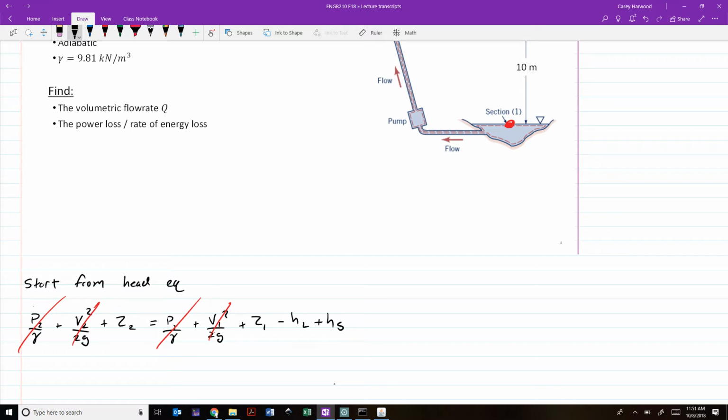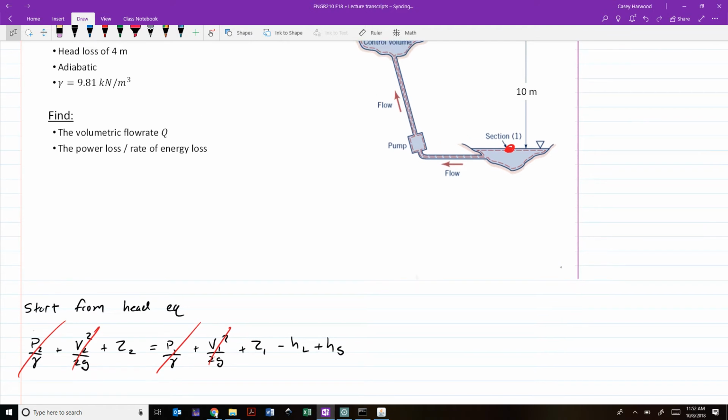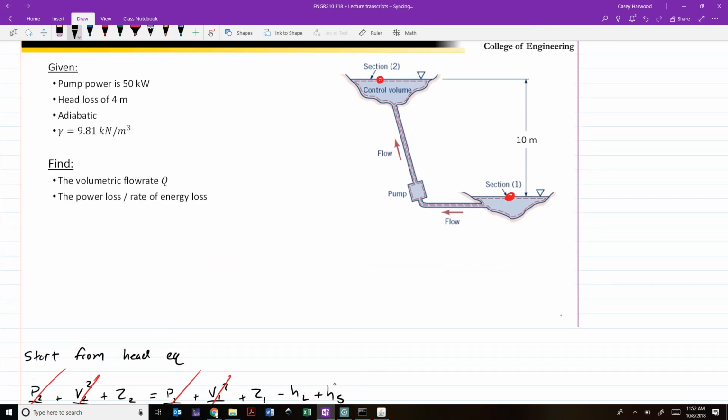involves our shaft work. This is one of the things we're looking for, this W dot S. And we already know what that shaft work is at 50 kilowatts. And so by comparing our shaft head, H sub s, with the known W dot sub s, we'll be able to get M dot times G, which is going to allow us to get Q.